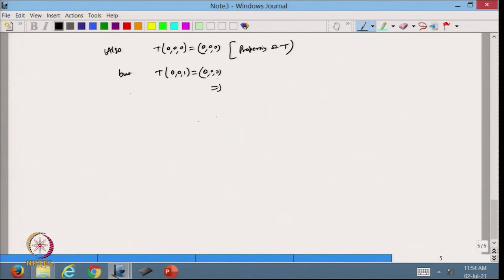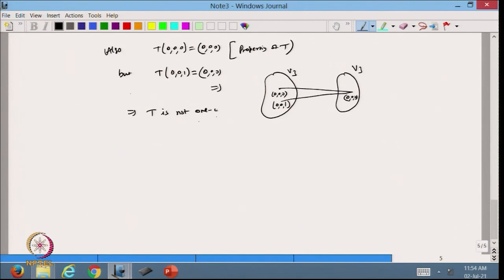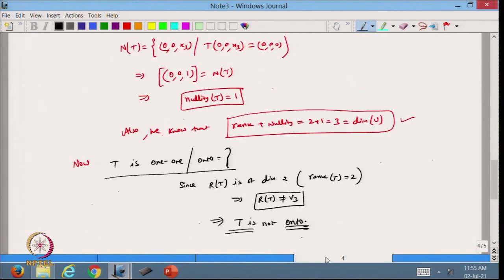It implies that if I take the mapping, you can check from there that suppose this is my V3 and another is my V3. Two elements are there, that is 0, 0, 0 and 0, 0, 1. So they map to the same element, that is the 0, 0 element. And so from here I can say that T is not 1 to 1 in this case. So from here directly I can check that T is not 1-1. This way we can find out whether this linear transformation is 1-1 or onto, and then we can define its range and null space.